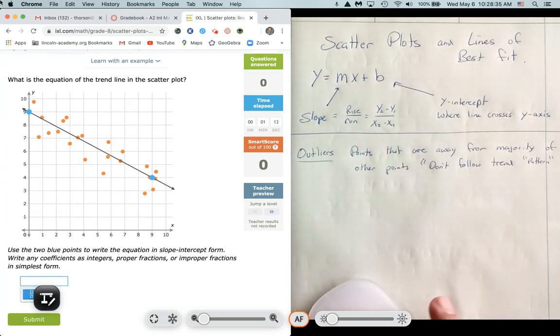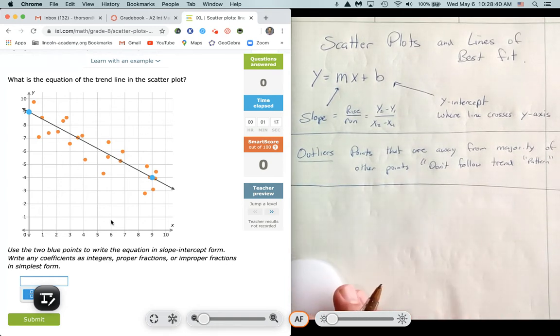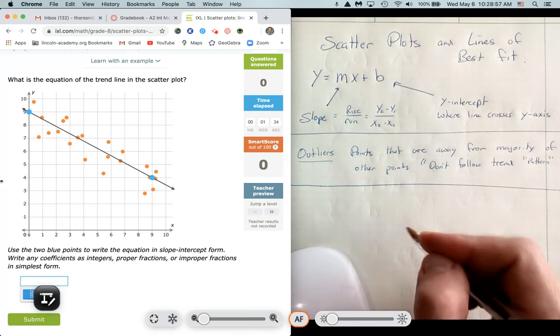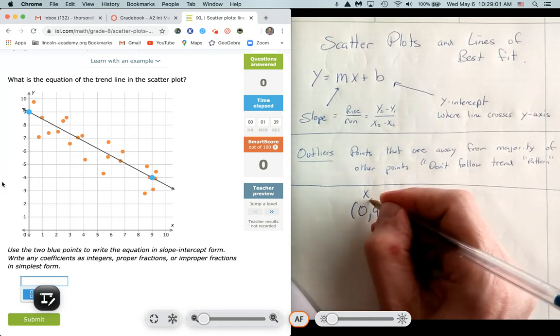So what I recommend doing is when you're given a problem like this, you take the 2 blue points, the 2 points they give you, because it says to make sure you use the points they give you. Don't use these other points. You want to use the 2 points that are actually on the line. So this point here has an x value of 0 and a y value of 9. So I'm going to write down that point, (0, 9). Remember, x is first, y is second.